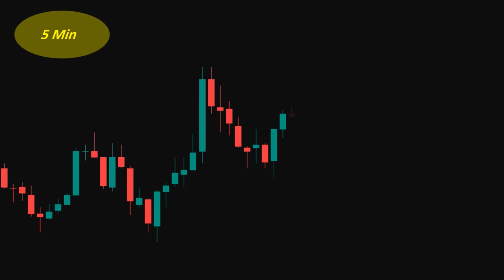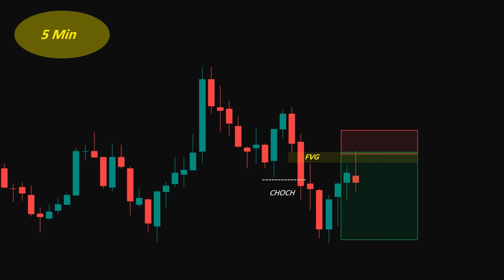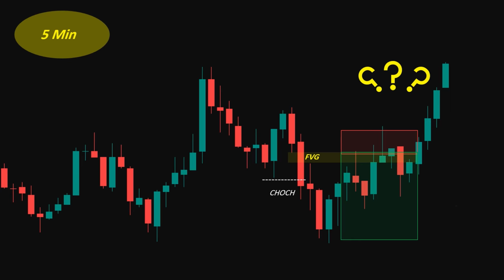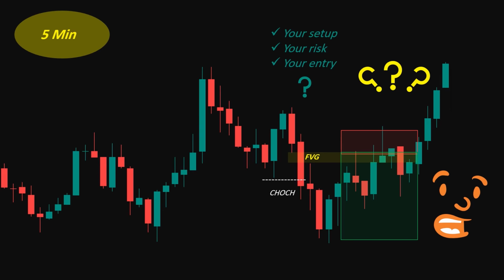If you don't understand how to do top-down analysis correctly, you're basically giving money away to the market. Most traders try to use multiple timeframes to get better entries. But honestly, if you apply every concept from the higher timeframes straight to the lower ones, your chart just becomes a mess. The key is knowing how to do top-down analysis properly.